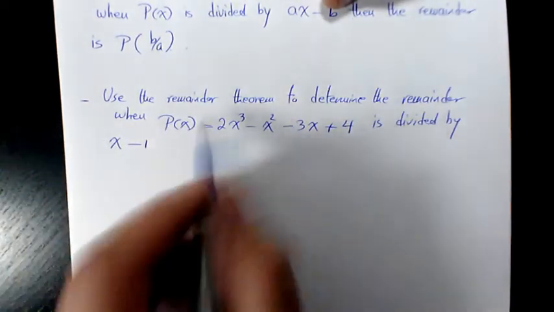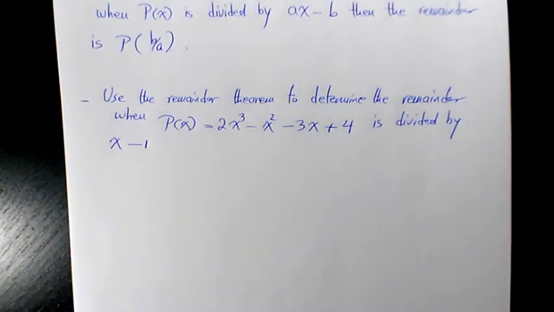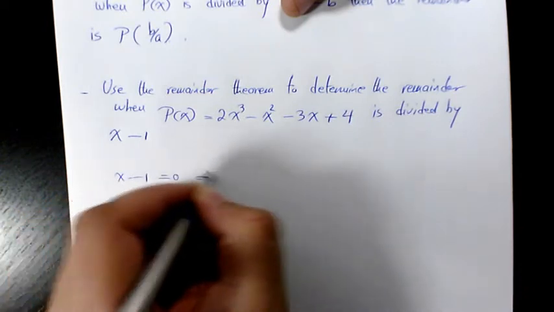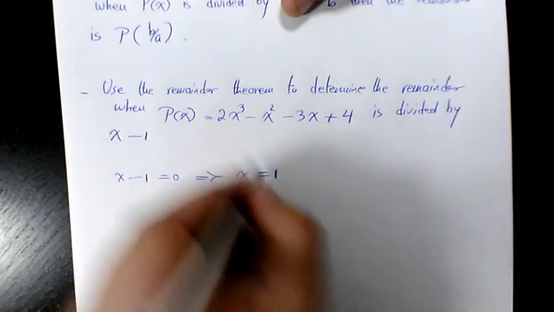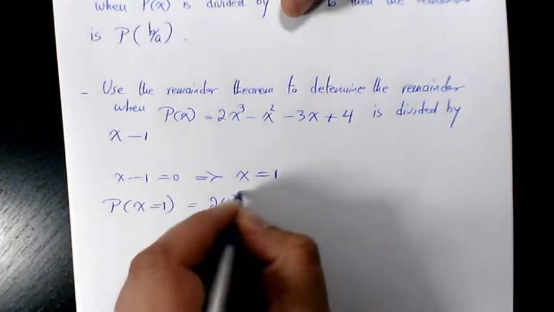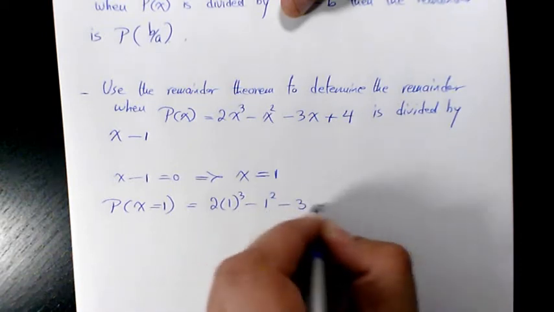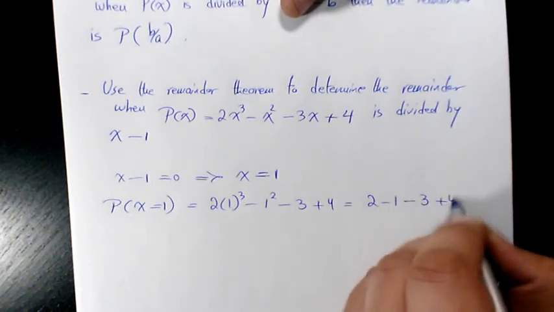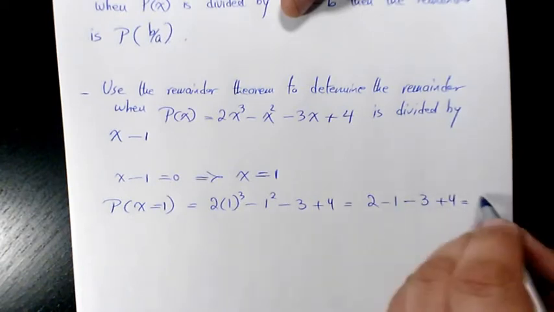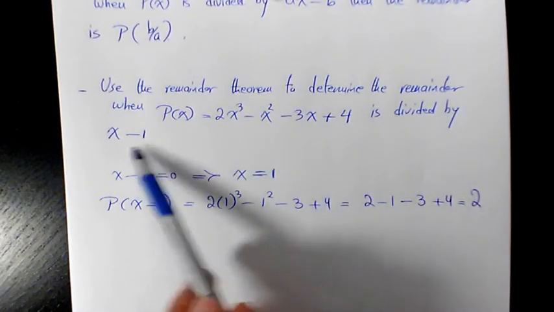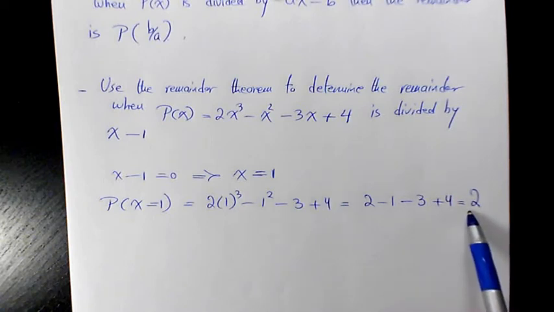So if we want to use the remainder theorem, it means that we need to find the remainder without dividing. So x minus 1 equals 0, which means that x equals 1. Then we substitute it there. p of 1 is going to be 2(1 cubed) minus 1 squared minus 3 plus 4. That's 2 minus 1 minus 3 plus 4, which is basically 2, which means that if we divide this polynomial by x minus 1, the remainder is going to be 2.